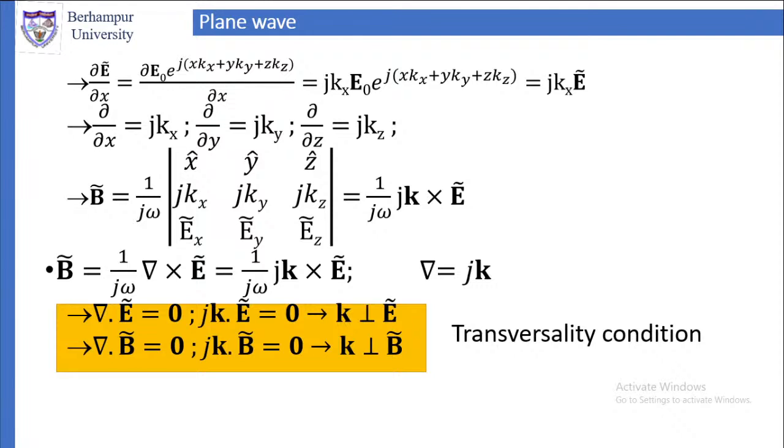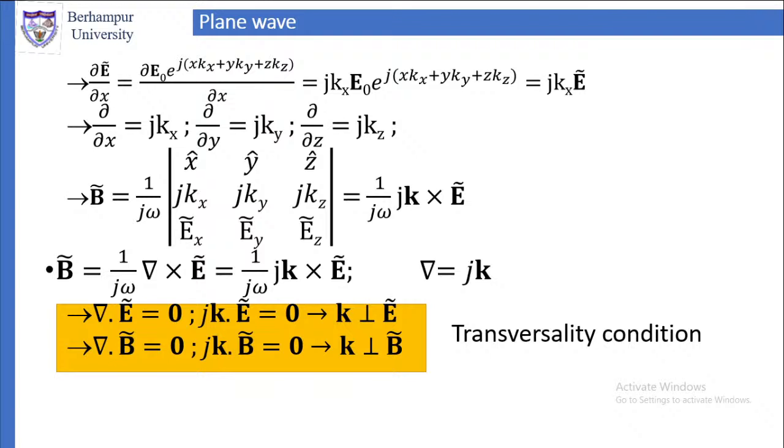So k gives the direction of propagation of the wave, and to the direction of propagation, the vector E tilde is perpendicular, and vector B tilde is perpendicular, which means the electric field and magnetic field both are perpendicular to the direction of propagation. Both the fields are transverse to the direction of propagation k. So electric field and magnetic field are transverse to the direction of propagation. This is called the transversality condition.